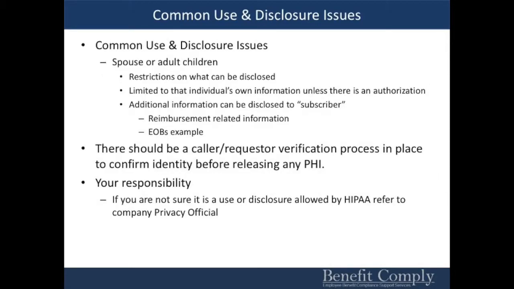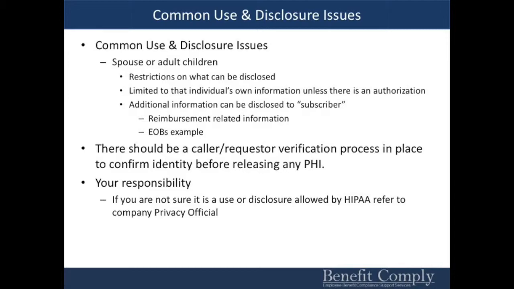So where do use and disclosure issues typically arise for employers? We typically see issues arising when it comes to employees or spouses looking to resolve claims issues related to another adult dependent on the plan. For example, an employee might call in about a spouse's claim, or a spouse might call in about an employee's claim, or a spouse might call in about an adult child's claim. In each of these circumstances, because the request is for a disclosure of an adult's PHI to another adult, it's necessary to ensure that authorization is put in place before the disclosure is made.